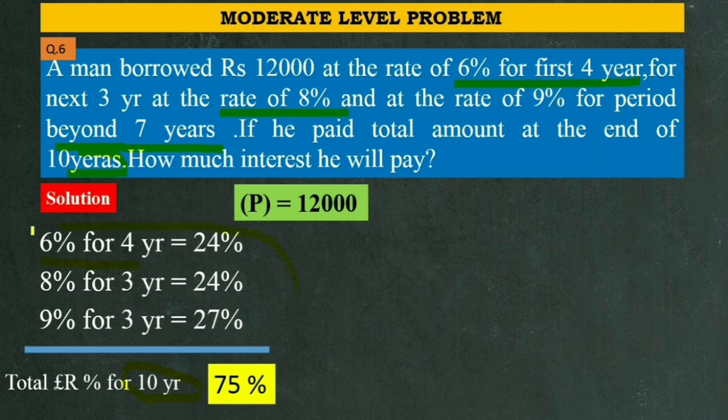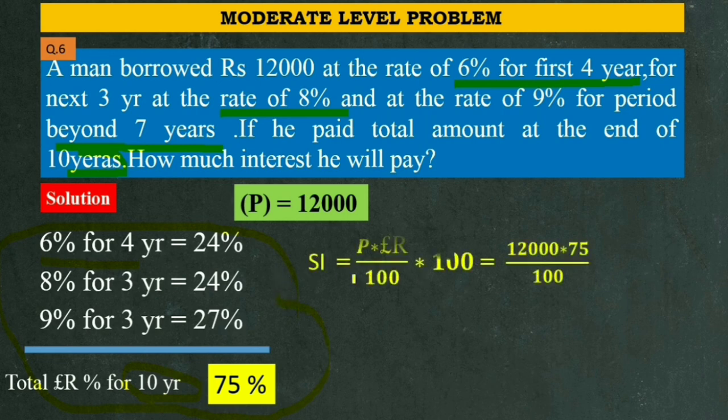Now after doing this calculation, it is so easy to solve the upcoming step. All that we have to do is SI equals PNR upon 100, our old formula. But here I have written it as an effective rate, that is the multiplication of N and R, as we have done in this step. That's why I have written here P into effective rate upon 100. We simply put the values: 12,000 into 75 by 100. With this 20 with this 20 get cancelled, and after this multiplication we get the answer of the interest, that is 9,000. So this is the required answer.